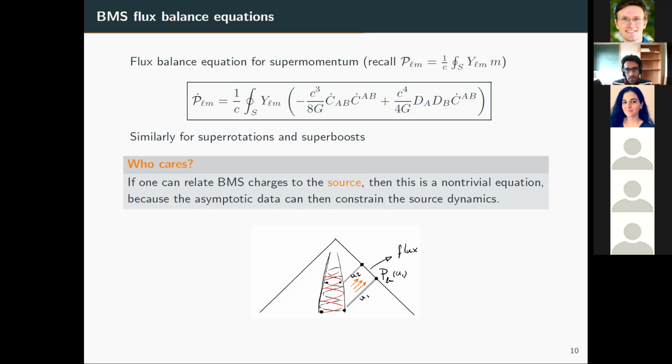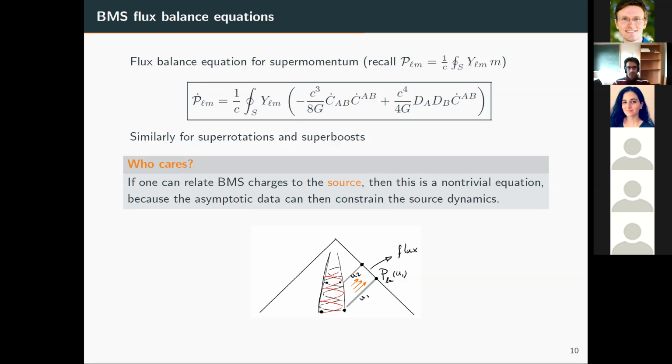The balance equations for the BMS charges can be derived from the definition of the charges combined with the Einstein equations. For example, for super momentum, I start with the definition here. Then I take a time derivative on both sides, and I use the Einstein equation for the time evolution of the mass aspect, and I derive this equation. So this is the balance equation for super momentum. You can do similarly for super angular momentum and super center of mass, although the result is a bit more complicated.